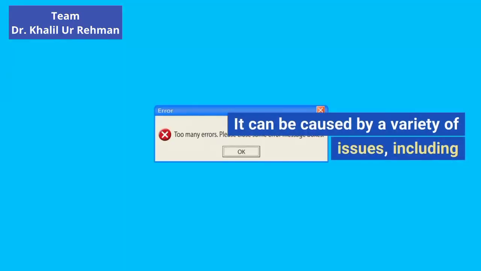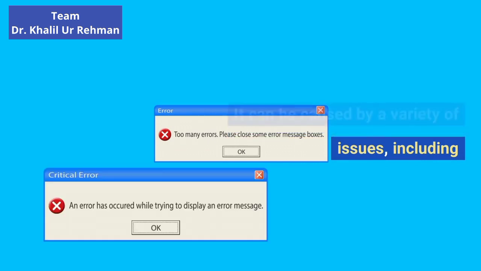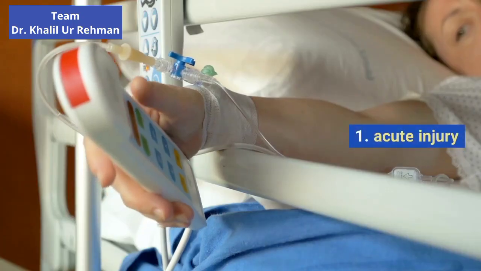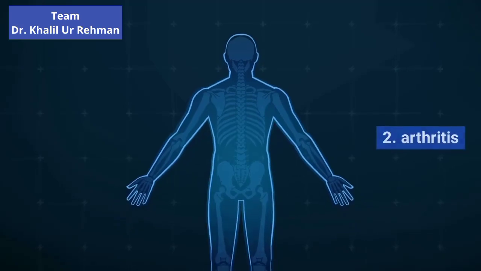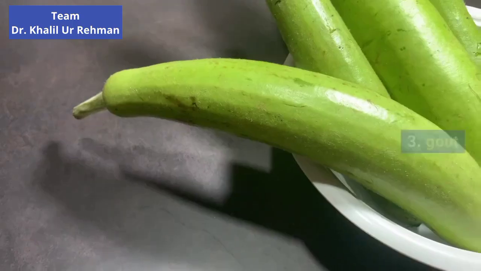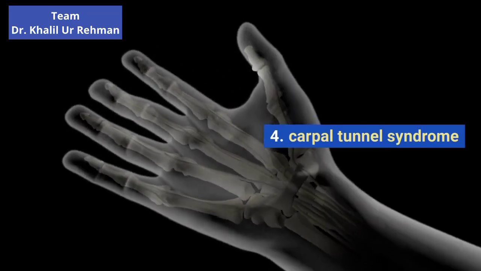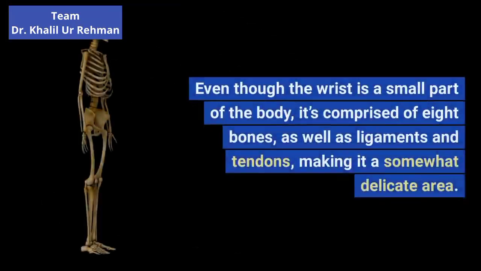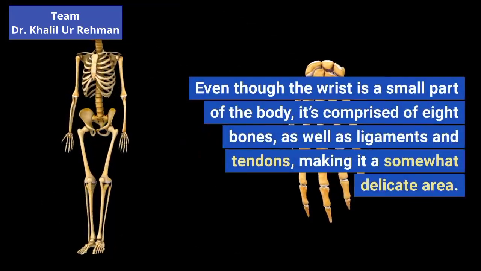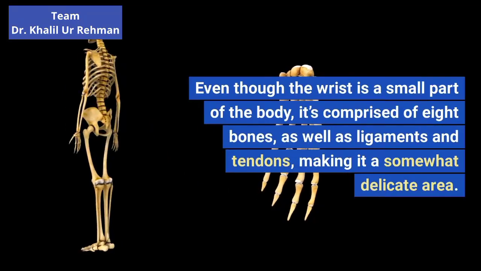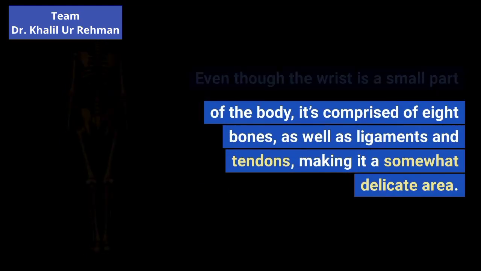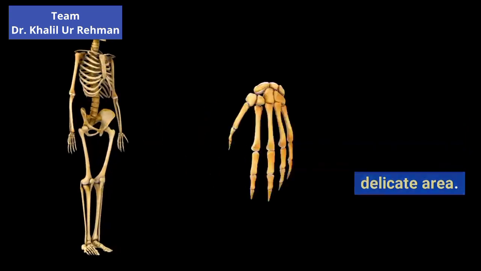It can be caused by a variety of issues, including: 1. Acute injury. 2. Arthritis. 3. Gout. 4. Carpal tunnel syndrome. Even though the wrist is a small part of the body, it's comprised of 8 bones, as well as ligaments and tendons, making it a somewhat delicate area.